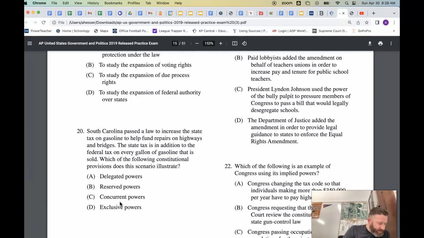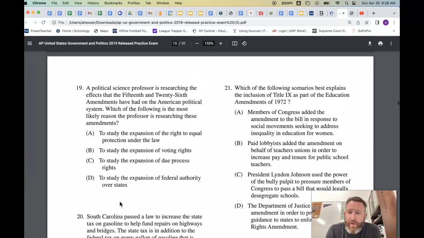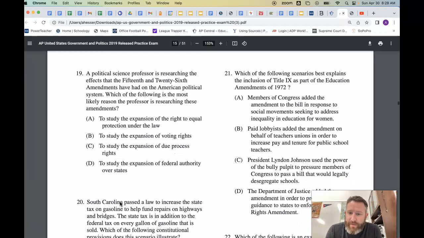Also, I should probably point out number 22. All right, 21. Which of the following scenarios best explains the inclusion of Title IX as part of the Education Amendments of 1972? Title IX, just another term that you should be familiar with from Unit 3. Title IX, you should think women. Gender, specifically in college sports, but there was more to it than that.